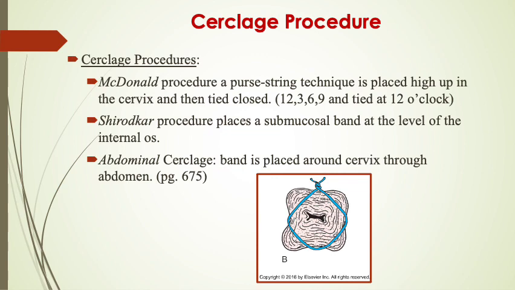The second one there is the Shirodkar procedure. With this, the Shirodkar procedure places a submucosal band at the level of the internal os or opening. And the last one is abdominal cerclage, where the band is placed around the cervix through the abdomen. So these are the different types of cerclages. And once again, the cerclage is basically a procedure where the doctors will place a stitch at the mouth of the cervix in order to close it to prevent preterm delivery or miscarriage.